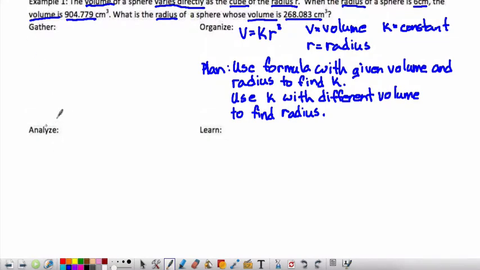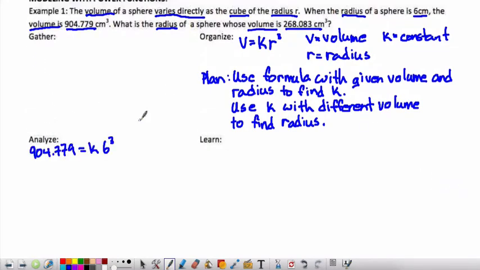Okay, so I have my volume. And now I'm going to solve for k. So I end up with k equals, and I'm not going to round this until the very end. So I'm going to take this whole thing, 904.779, and I'm going to put it over 6 cubed, which I can simplify to 216.